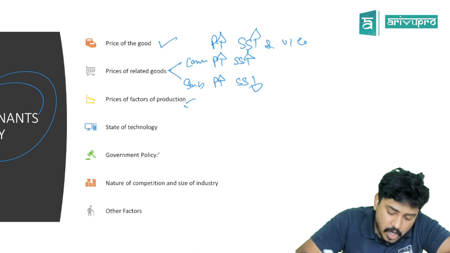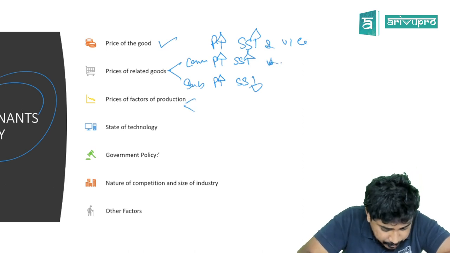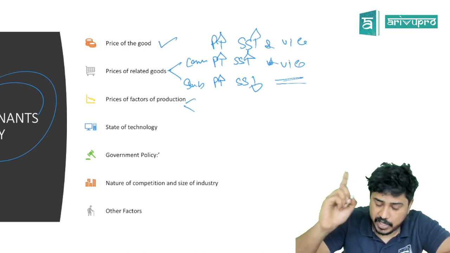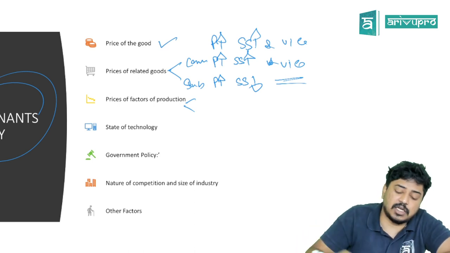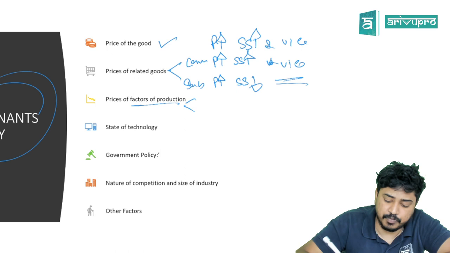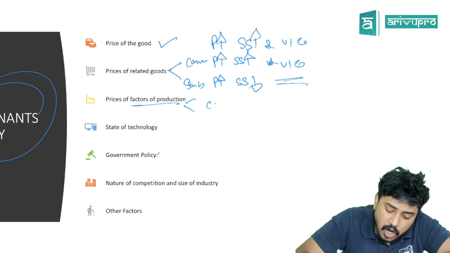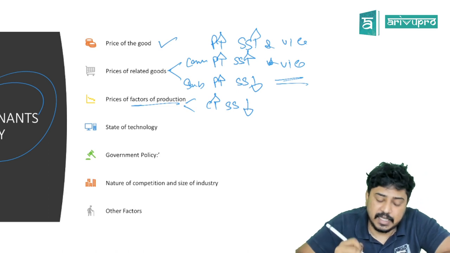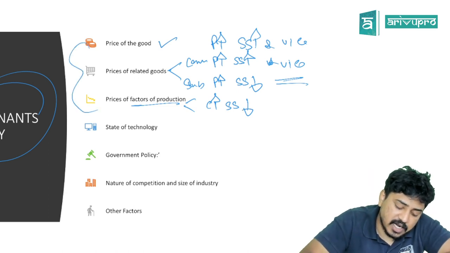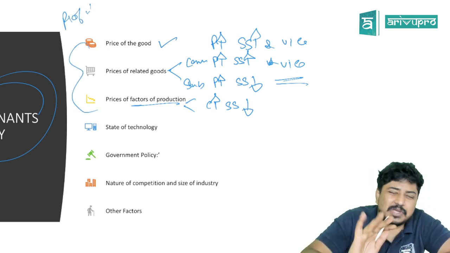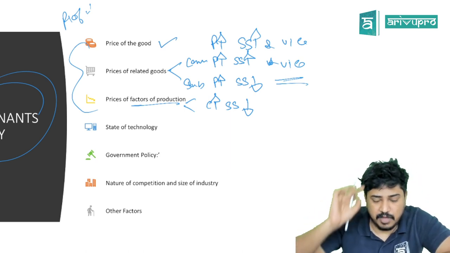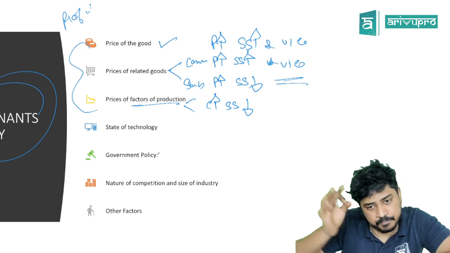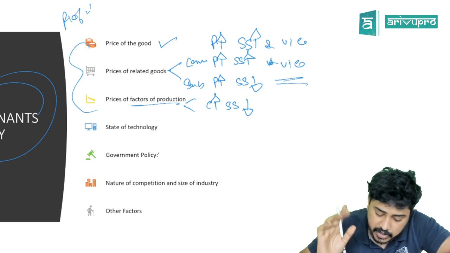Done. And vice versa also will happen. Please keep in mind, prices of factors of production. What is a factor of production? It means input cost. If cost increases, what will happen to supply? Supply decreases. All these things are connected to what? Profit. If profit increases, I will be willing to supply more. If profit is going to come down, then I will supply less of that particular good.